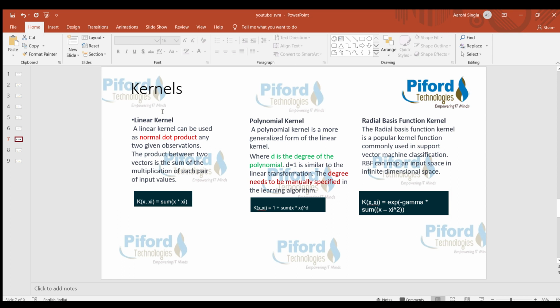This is the formula for the linear kernel. Linear kernel means the maths behind it is this. This is basically a normal dot product.